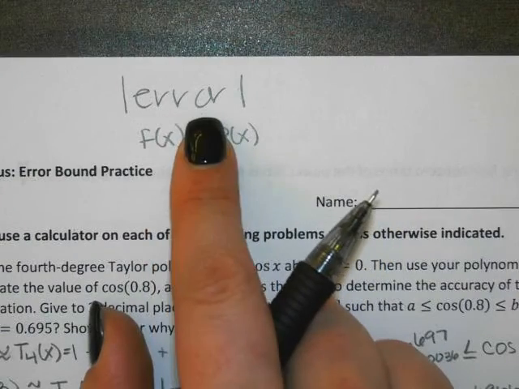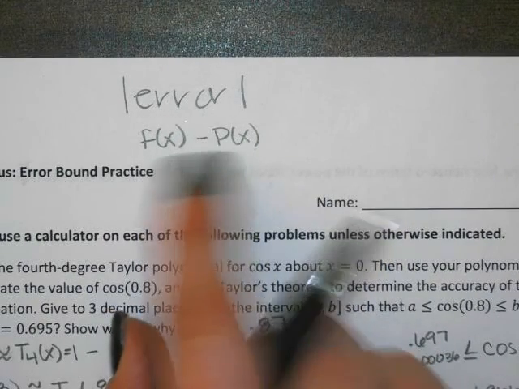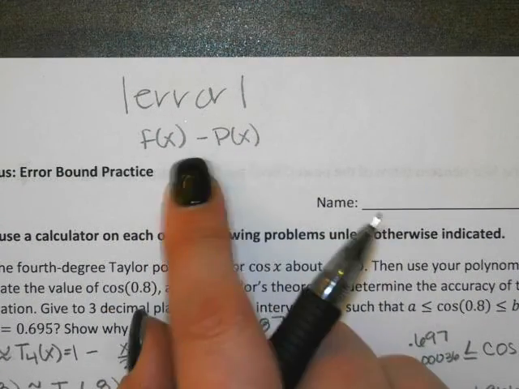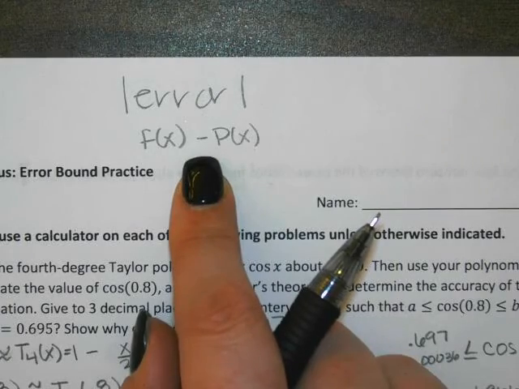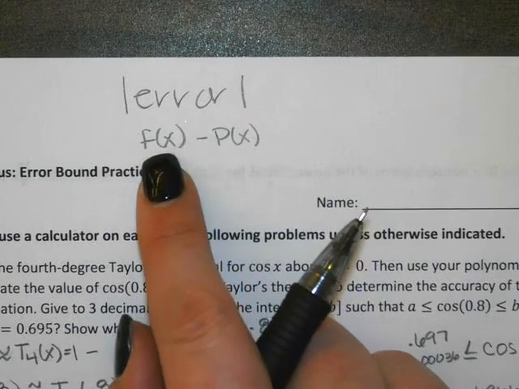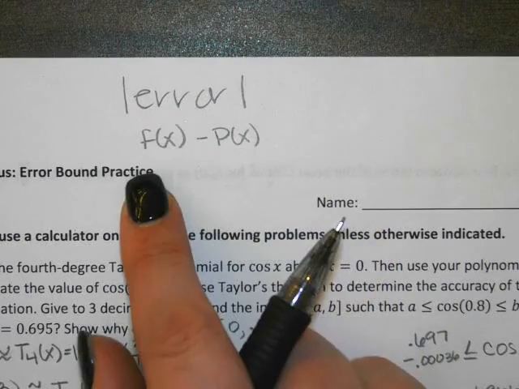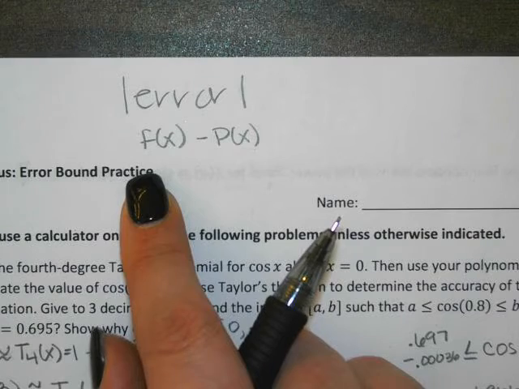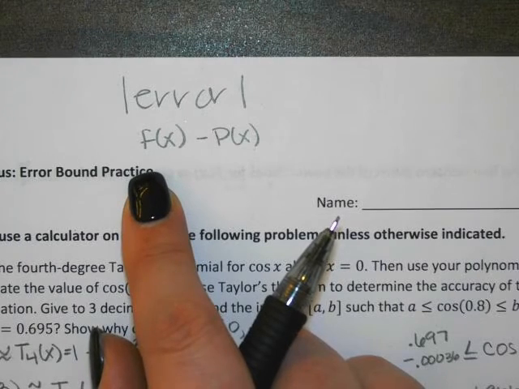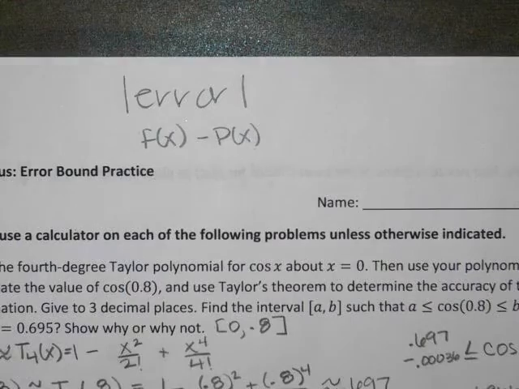Sometimes they write error, sometimes they actually write this down and say calculate what this is. They're just asking for the error. What they mean by that is how far off your approximation is from the exact value. E to the -1 would be the exact value, and what we plugged into the polynomial would be the approximation. Okay, so that's all they mean by that.